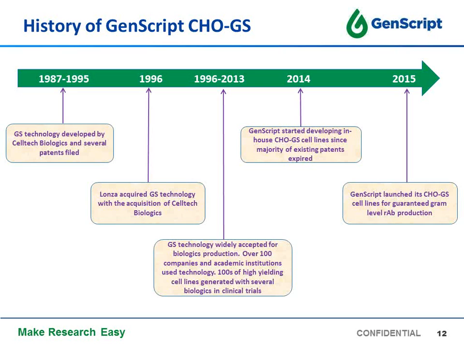And our company, GenScript, started developing in-house CHO-GS cell lines in 2014, since the majority of the existing patents had expired. So at the beginning of this year, we launched our CHO-GS-based stable cell line and cell pools for guaranteed gram-level recombinant antibody production.